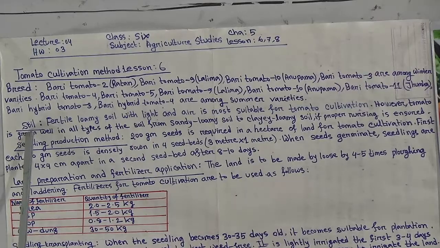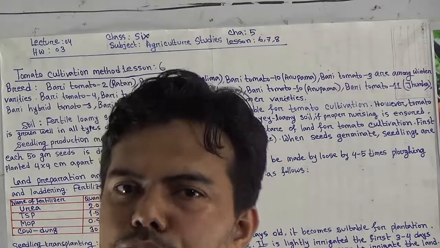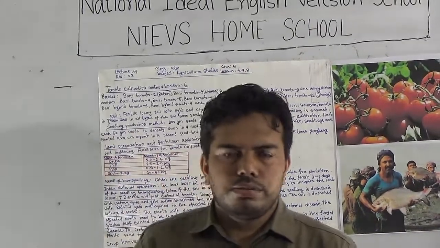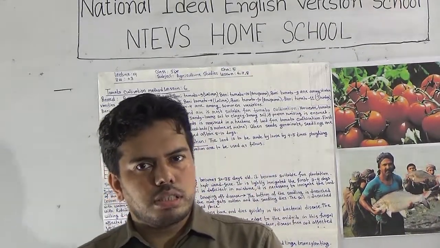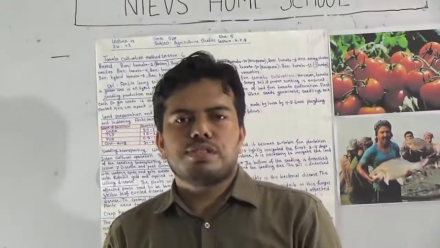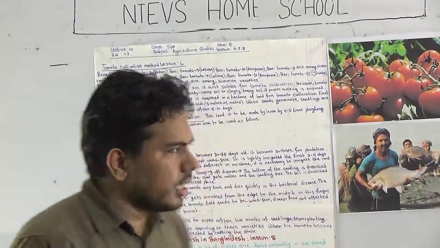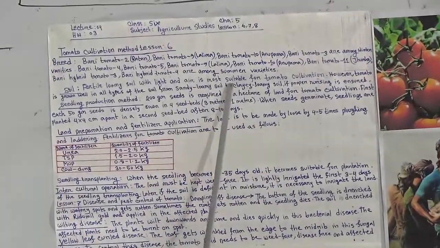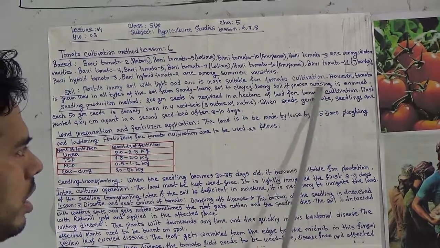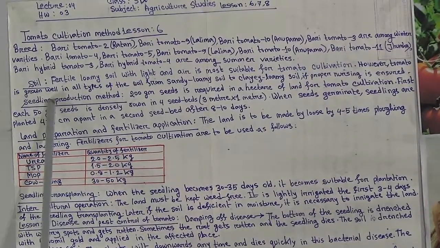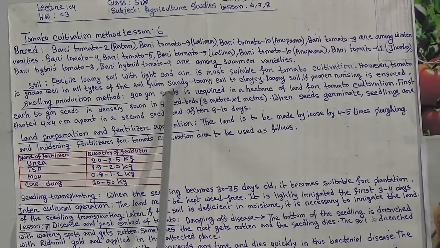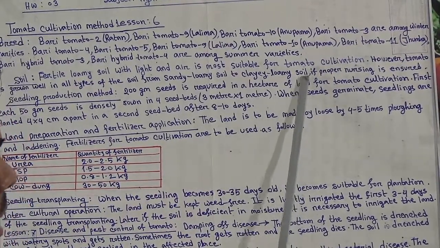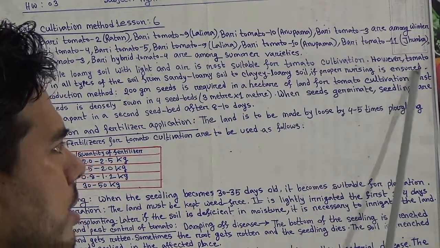Okay, now go to soil. What can be the proper and suitable soil for tomato cultivation? Basically, you can cultivate tomato in any types of soil, but especially fertile loamy soil with light and air is most suitable for tomato cultivation. However, tomato is grown well in all types of soil, from sandy to loamy soil to clay loamy soil, if proper nursing is ensured.